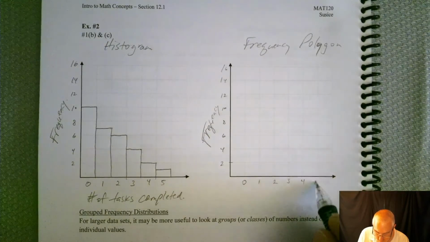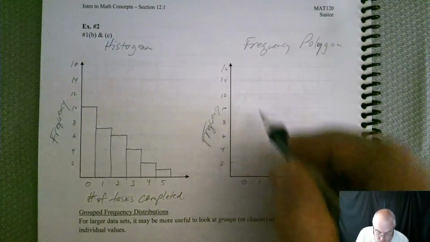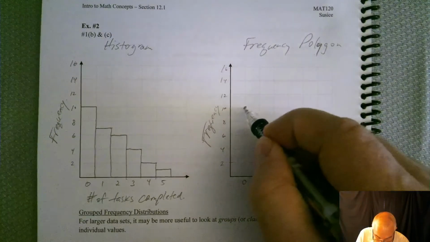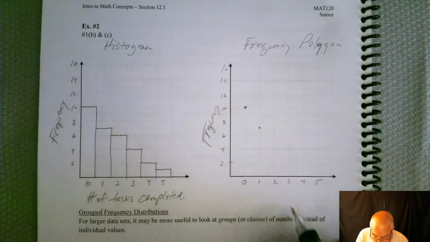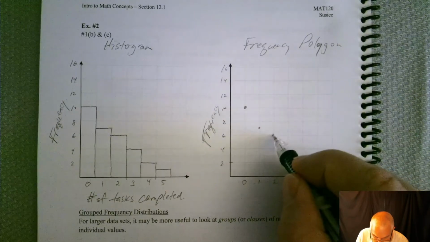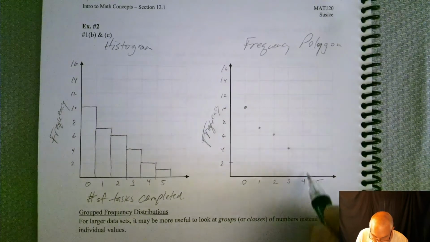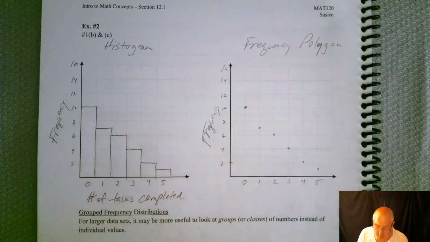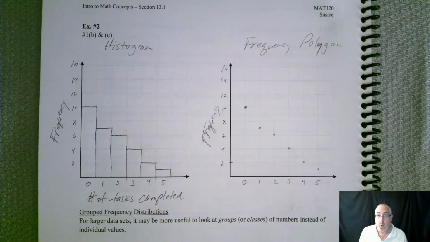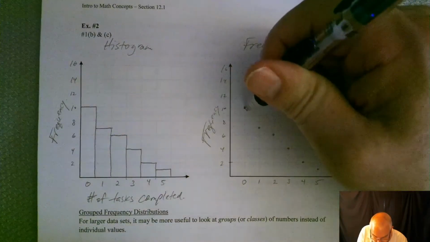Now instead of drawing bars, we're going to put points on our graph. So we want to put a point at 10. Next one's going to be at 7. Next one's at 6. And then 4. And then 2. And then 1. So there's our points. Let's connect the dots. Let's go back to elementary school, connect the dots.